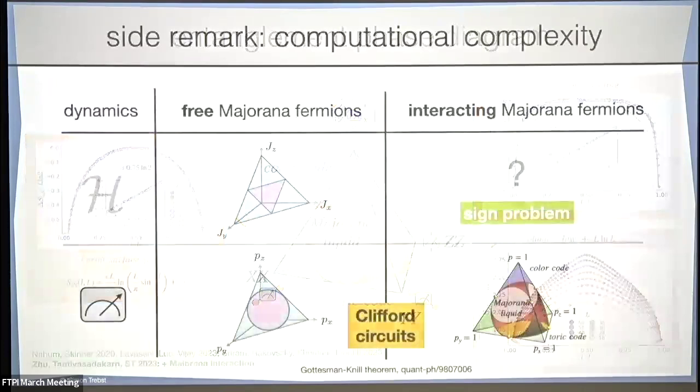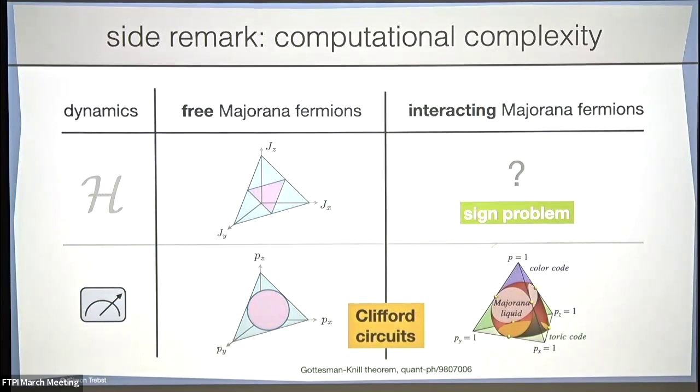The interesting thing is that in simulating these circuits, I've gone to a place where we've never gone in Hamiltonian land. There's a free Majorana limit, where I can determine these phase diagrams, and then there is a regime where I have interacting fermions, which, here on the upper right in the Hamiltonian world, have a sign problem.